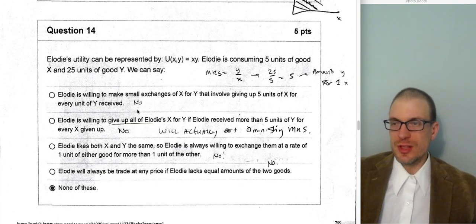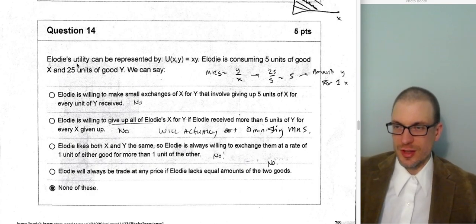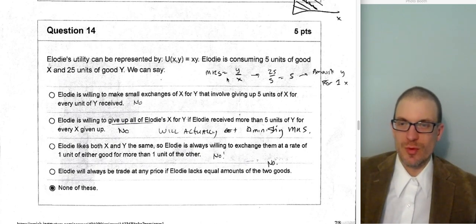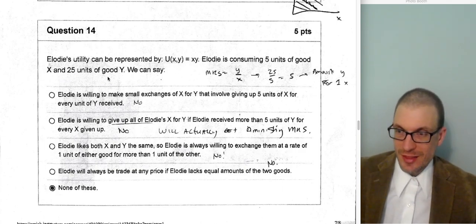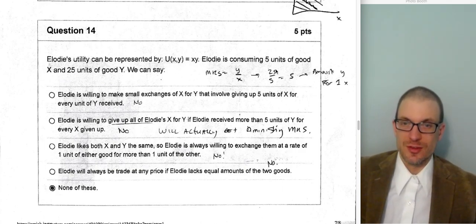All right, Elodie's utility can be represented by xy, so just standard Cobb-Douglas. Elodie is consuming 5 units of good x, 25 units of good y. What can we say? Well, Elodie's MRS, the functional form is y over x. Evaluated specifically at this bundle, instantaneously, it's going to be 5. So at the particular bundle, the line tangent to the curve there has slope 5.